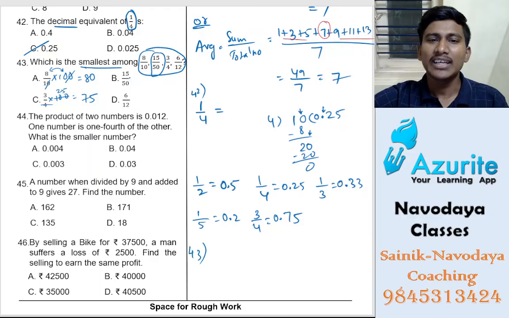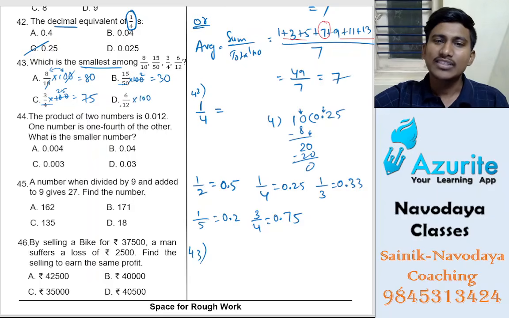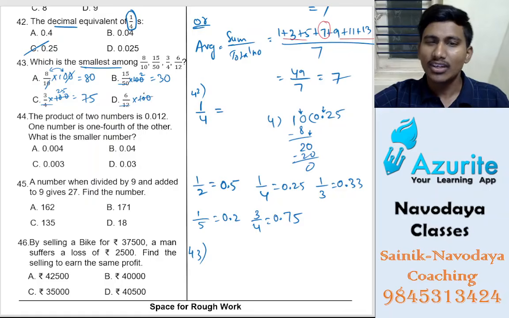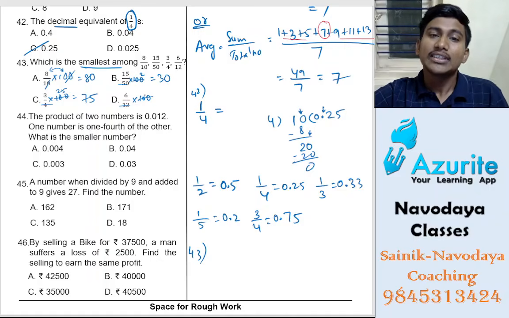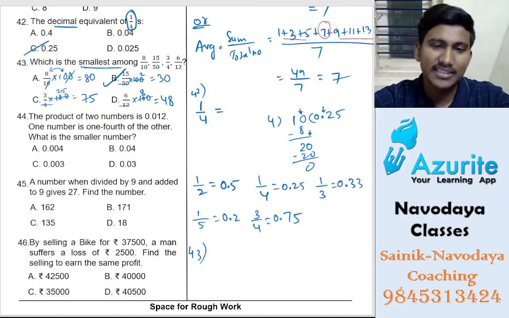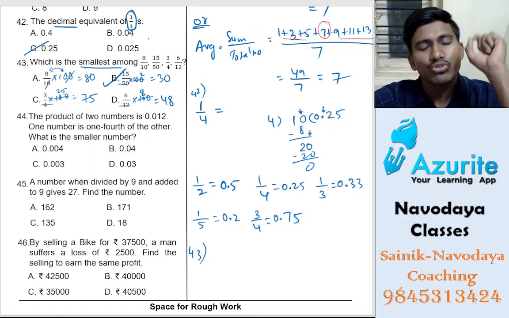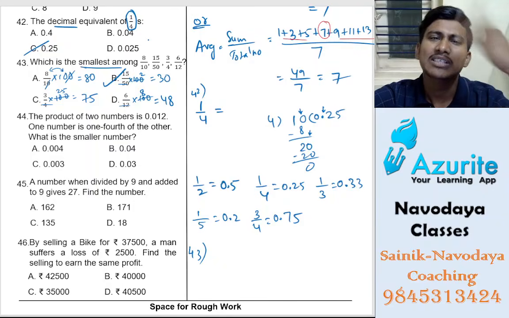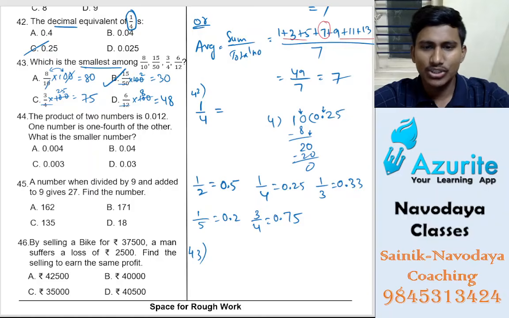Now 15 by, now you multiply with 100. 15 2s are how much? 100. 15 2s are 30 here. Now here if you multiply with 100, 12 eights are 96, 6 eights are 48. Which is the smallest? 30 is the smallest. Option B is the answer. To find the smallest, you should always multiply with 100 and simplify it. Understood?